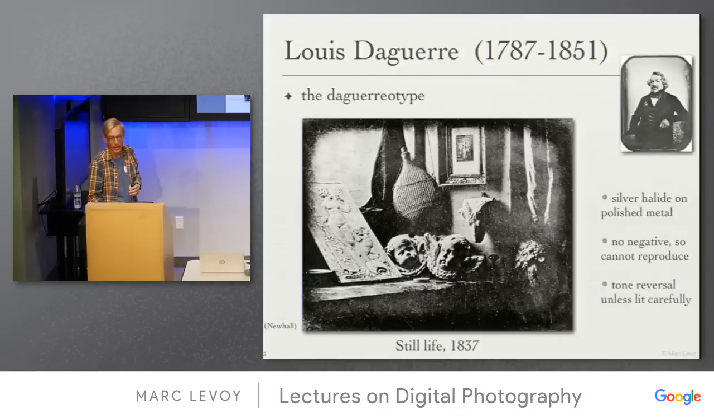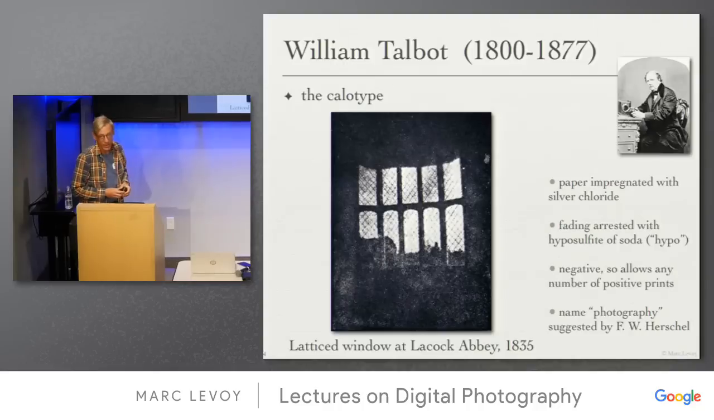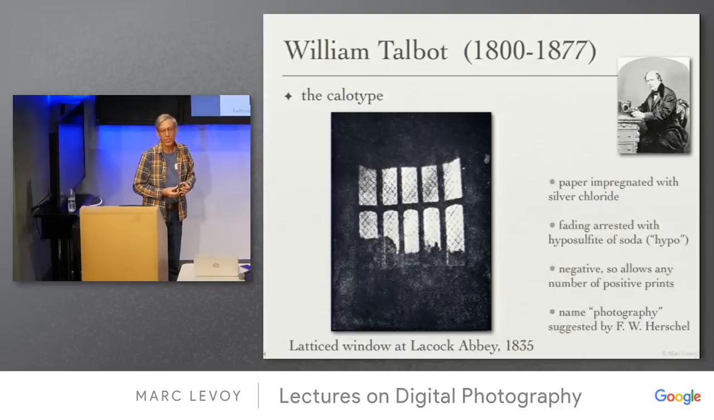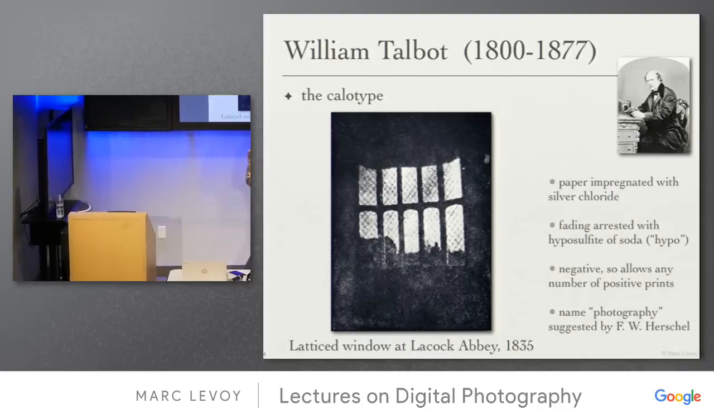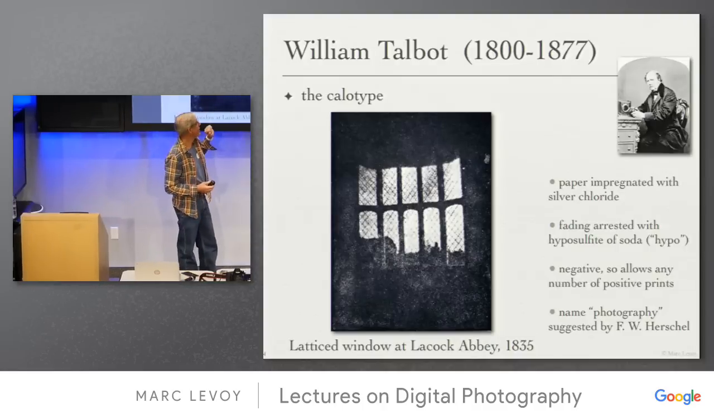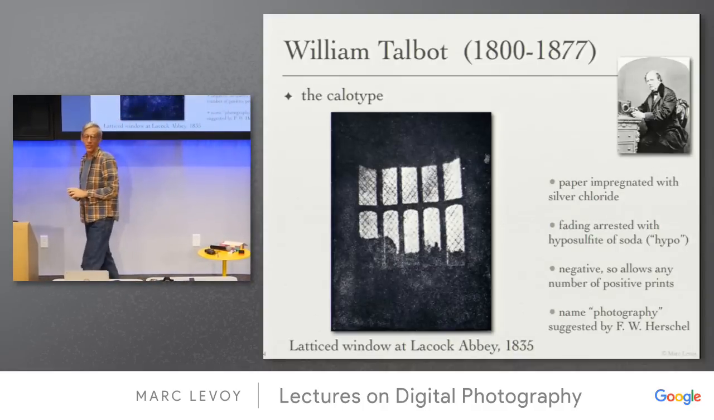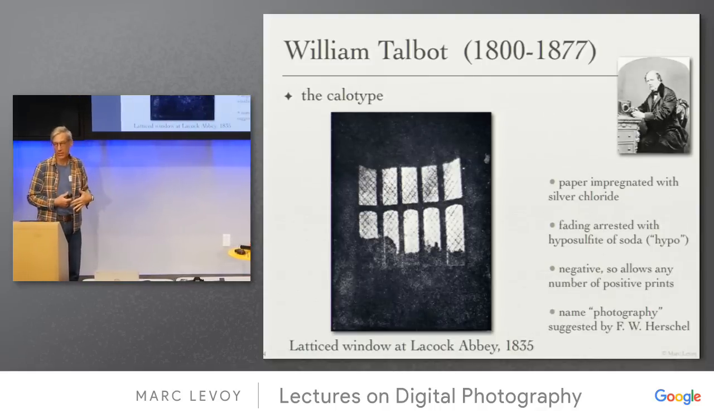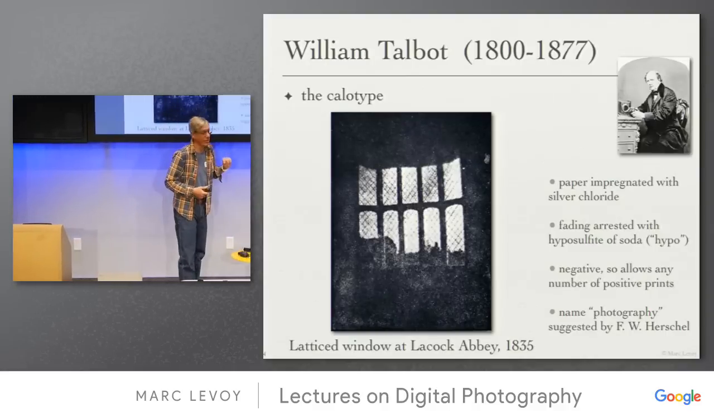and that made it popular. As opposed to Talbot in England, so Daguerre was French, Talbot invented pretty much what we use today as paper photography. He used silver chloride, which is another of the halides, and he arrested the exposure with hyposulfite of soda, which we now call hypo. It's essentially the modern wet photography process. It produced a negative, so we could produce any number of positive prints.